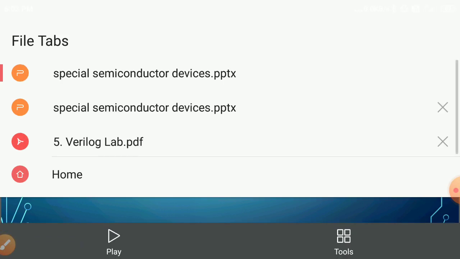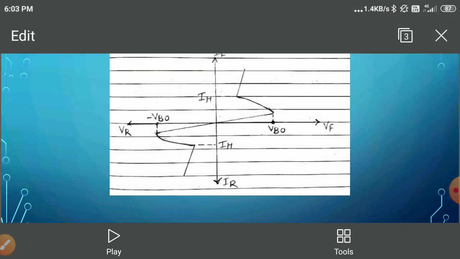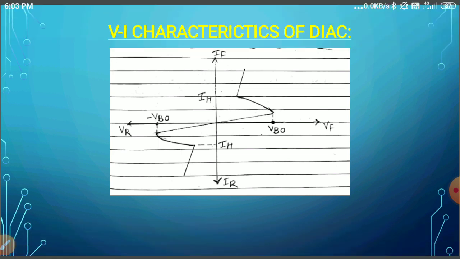Under that condition, initially a very small amount of current will flow. That current is what we call the leakage current, and this small leakage current will flow until the applied forward voltage reaches a certain value called VBO, or the breakover voltage. Once the applied forward voltage becomes greater than or equal to the breakover voltage, the current through the diac starts flowing and the applied voltage starts decreasing.